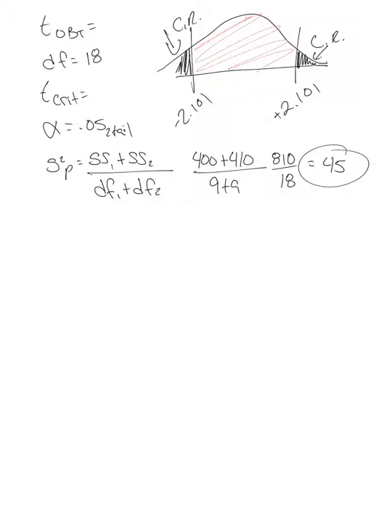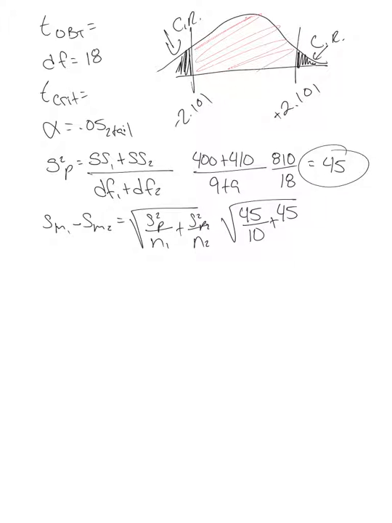Okay. Once we have pooled variance, we can use this next formula here. And this is the estimated standard deviation of the mean differences. So pooled variance divided by the sample size for the first group, plus the same for the second group. We have equal sample sizes and equal pooled variance, so these will be quite similar. So the square root of 45 divided by 10, because now it's not degrees of freedom, it's sample size, or 4.5 plus 4.5, the square root of that. And that gives us 3.